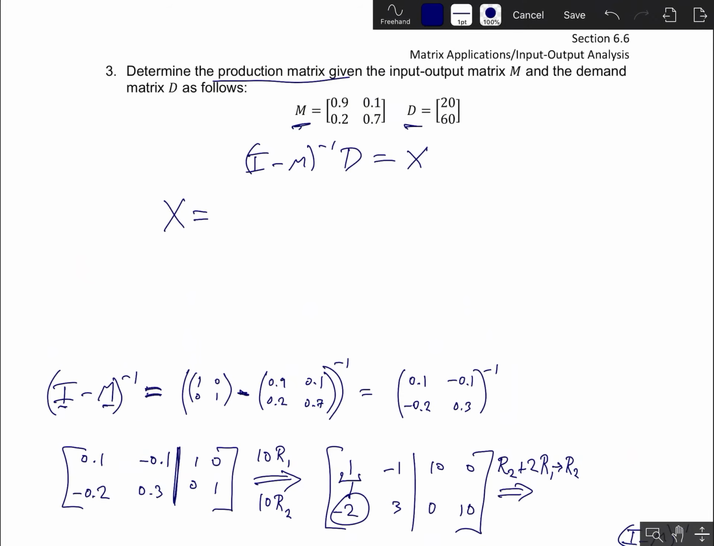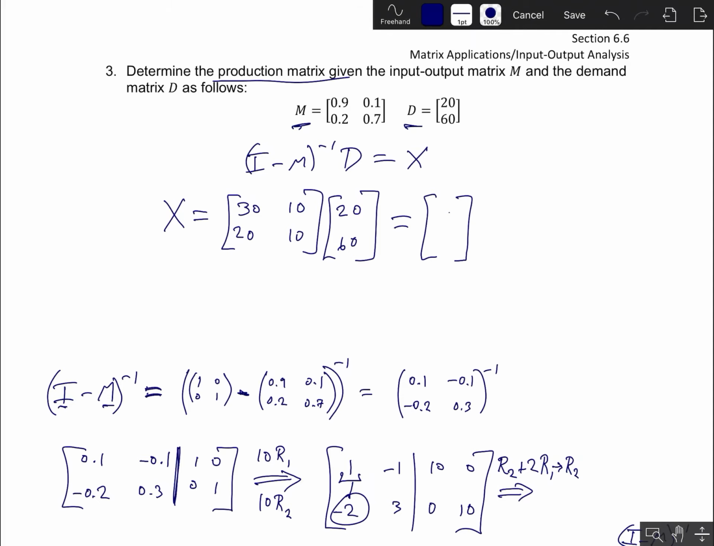And I can come back up here if I wanted to compute X. Remember, X is this I minus M inverse times D, so that would be the matrix 30, 10, 20, 10. That's I minus M inverse times the matrix D, which is 20, 60. Now this is a 2 by 2 times a 2 by 1, so this will be another 2 by 1 matrix. So notice that D and X will both be 2 by 1 matrices.